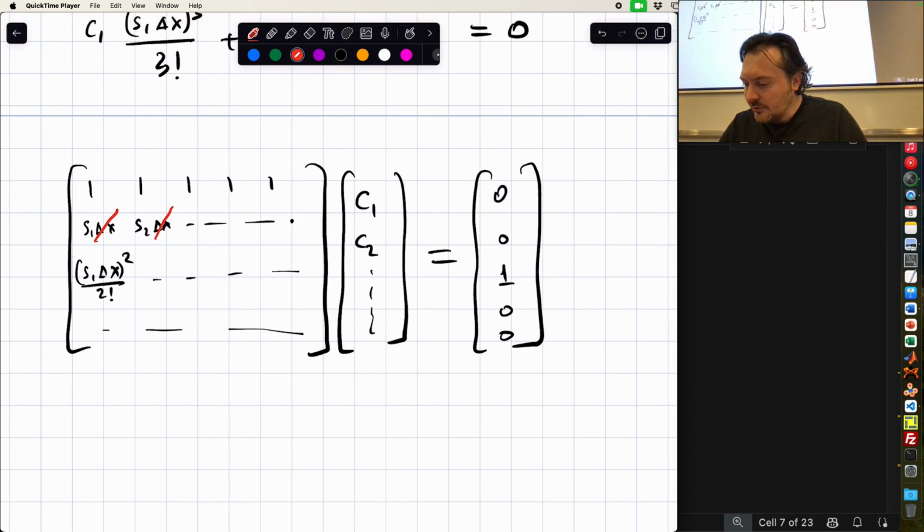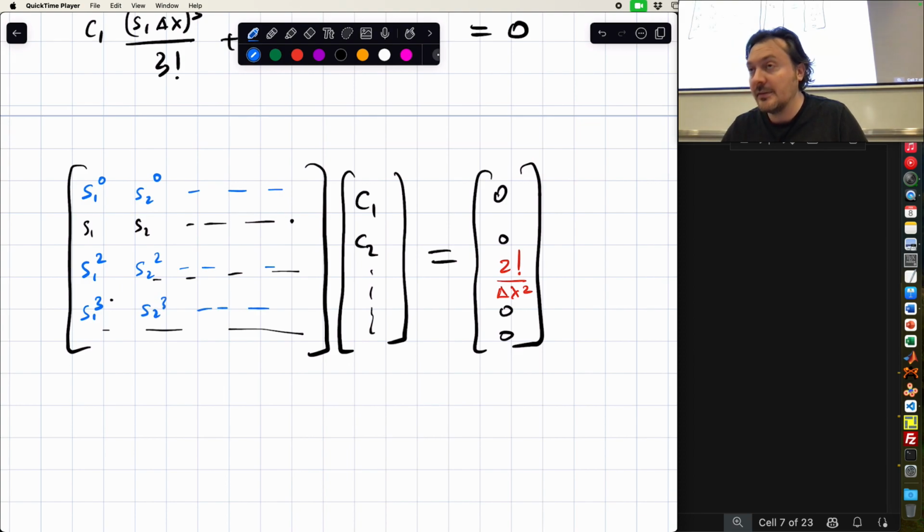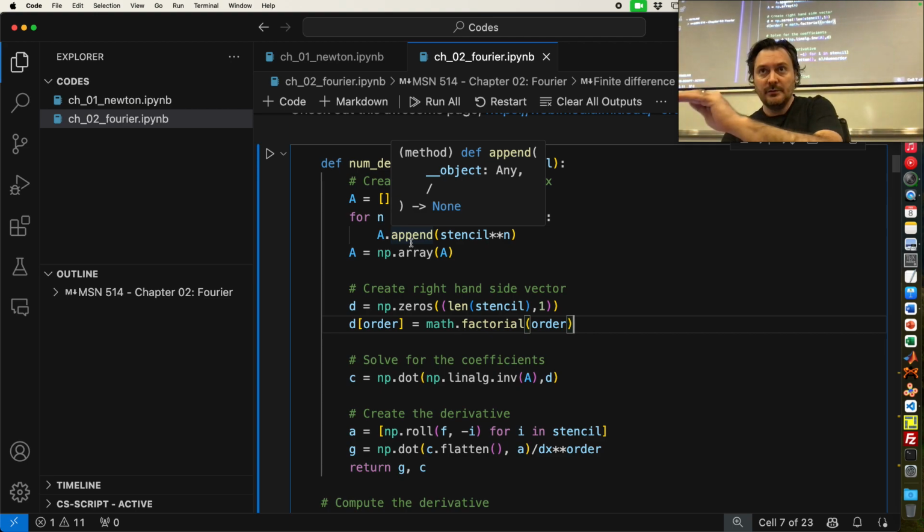So I can also take this delta x squared over 2 factorial over to this side. So it's 2 factorial over delta x squared, right? Okay. Then what I have here is basically this is also 0th power of the stencil. So I have s1 to the 0, s2 to the 0, dot, dot, dot, s1 squared, s2 squared, dot, dot, dot, s1 cubed, s2 cubed, dot, dot, dot. Do you see it? So it is constructing those rows with the stencil, right?